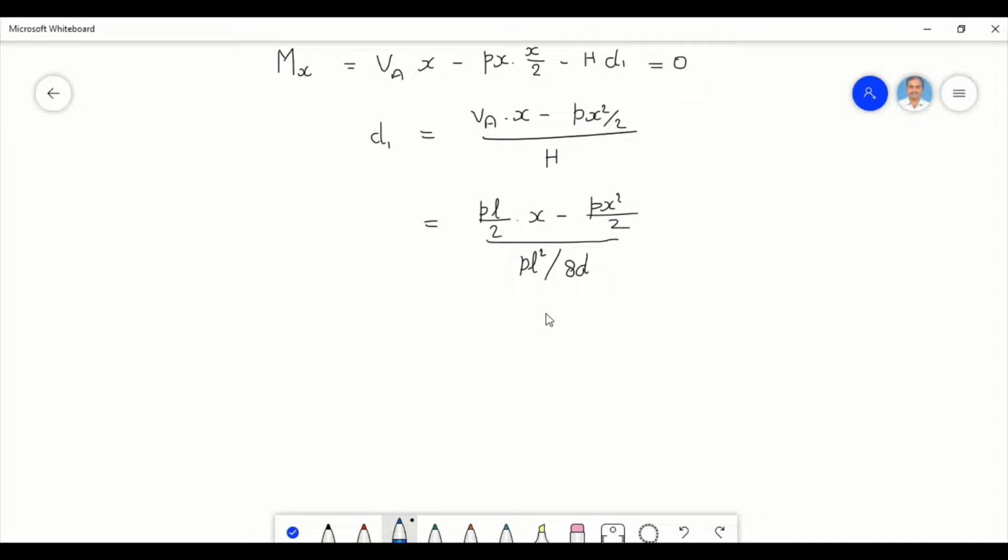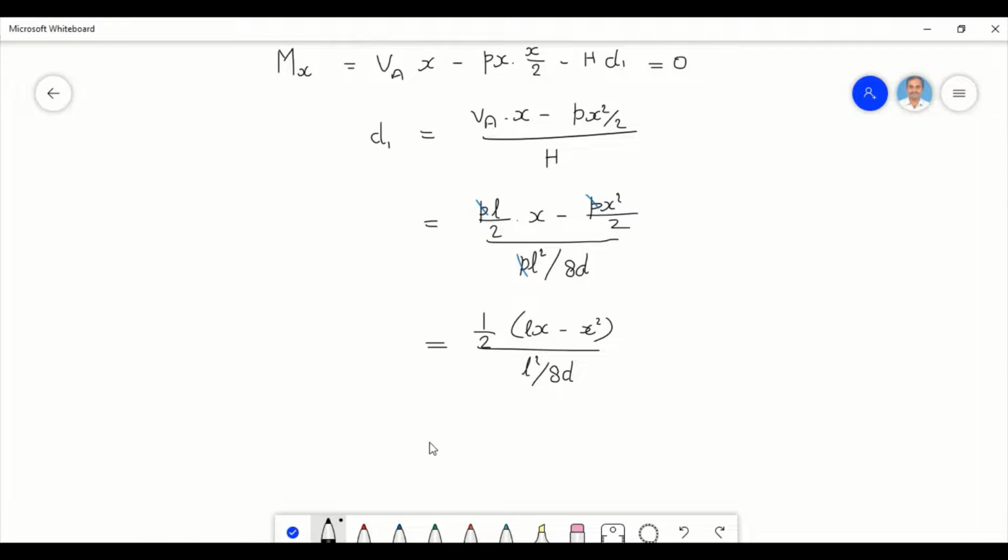So here we have P in the numerator as well as in the denominator. I will club the rest of the things. I will take half as a common term on the numerator. So it is Lx minus x square, and in the denominator I am having L square divided by 8d.